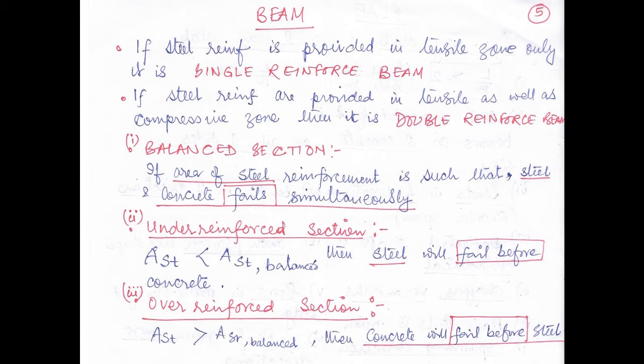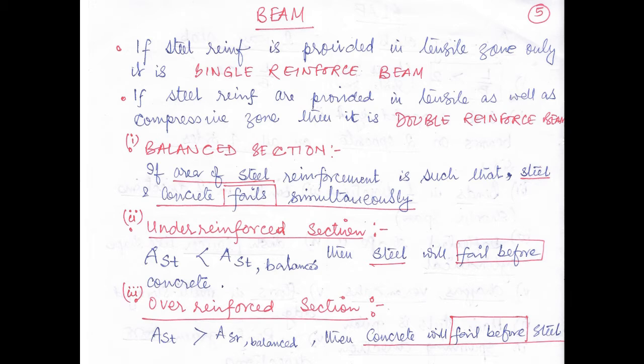What is a single reinforced beam? First of all, if the steel reinforcement is provided in the tensile zone only, it is called a single reinforced beam. But if the steel reinforcement is provided in the tensile as well as the compressive zone, it is known as a double reinforced beam. Next I will discuss the balanced section, the under reinforced and the over reinforced section.